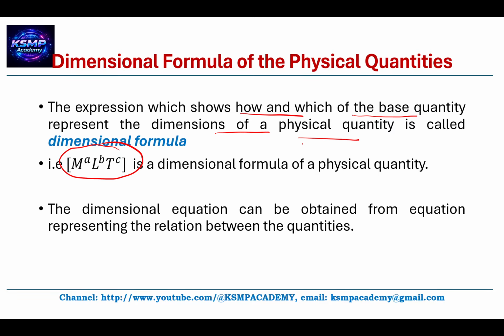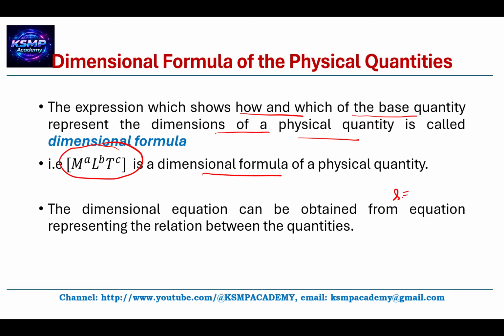So this is the dimensional formula of the given quantity, and we can find it with the help of the equations given for the physical quantity. That is, if we know the equation of the quantity or the relation between the fundamental units which are expressing a derived unit, then we can find the dimensional formula. Let us have a look at a basic example.